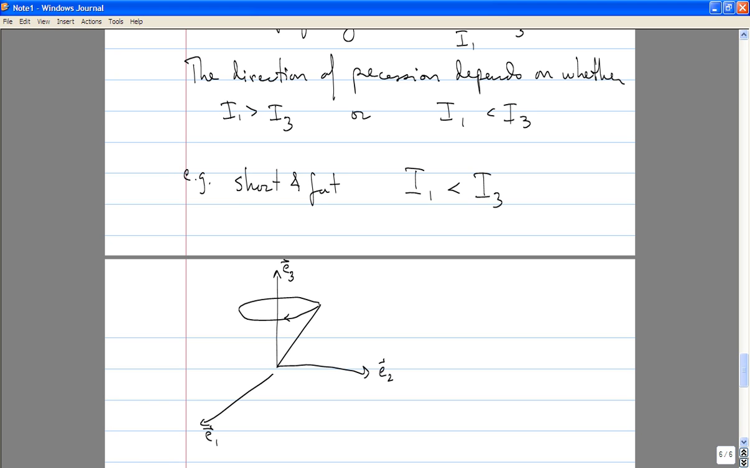So if you took Danny DeVito and you spun him, he would precess around his axis of symmetry, in the approximation that Danny DeVito is completely symmetric, in a clockwise manner.